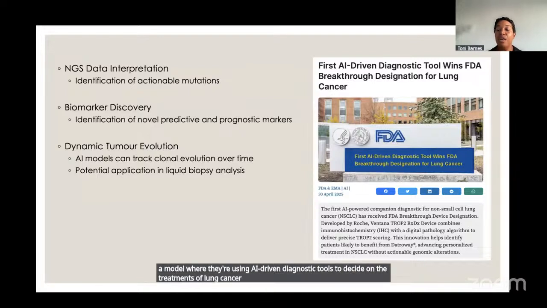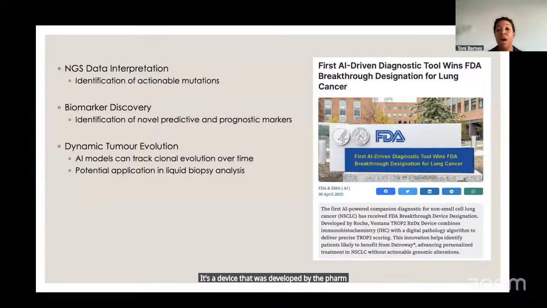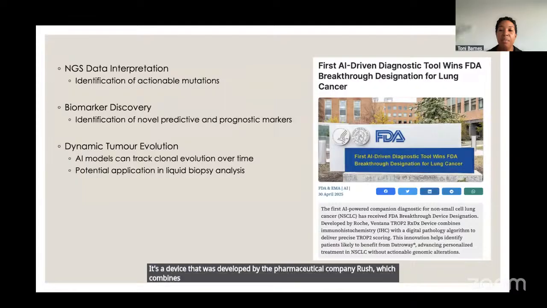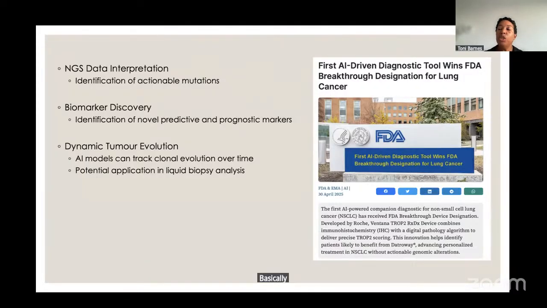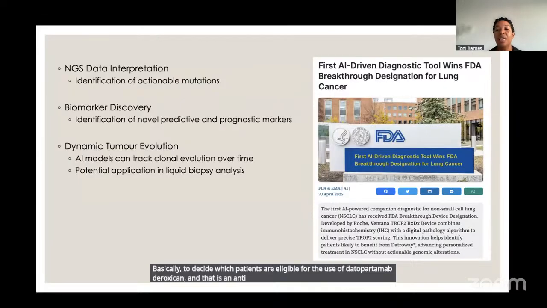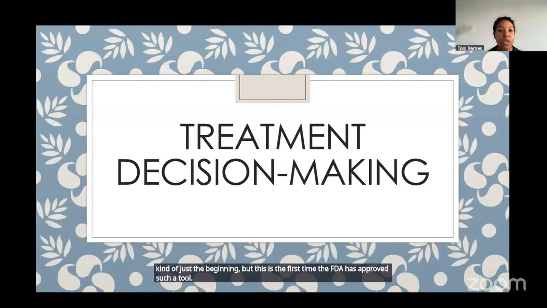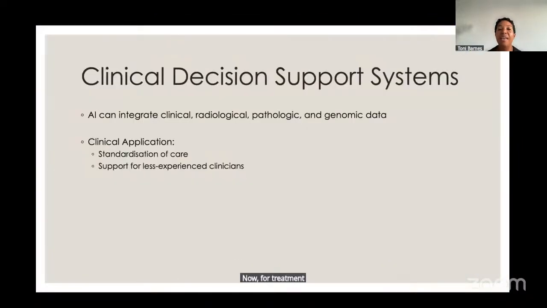So the Ventana TROP2 is a device that was developed by the pharmaceutical company Roche, which combines immunohistochemistry with a digital pathology algorithm, basically to decide which patients are eligible for the use of datopotamab deruxtecan, and that is an antibody drug conjugate against TROP2. So this is kind of just the beginning, but this is the first time the FDA has approved such a tool.